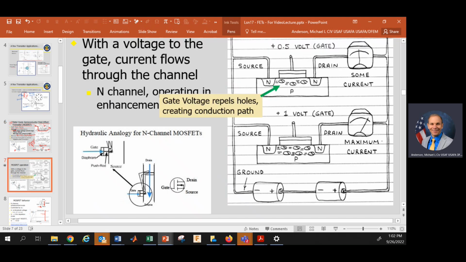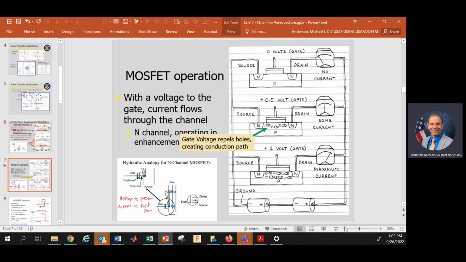Okay, so back to the MOSFET. Again, considering this fluid flow analogy, if you push on the gate, it allows fluid to flow. And remember, we talked about this before, voltage is kind of like pressure, and current is kind of like fluid flow. So again, even this analogy works with voltage controlling a current.